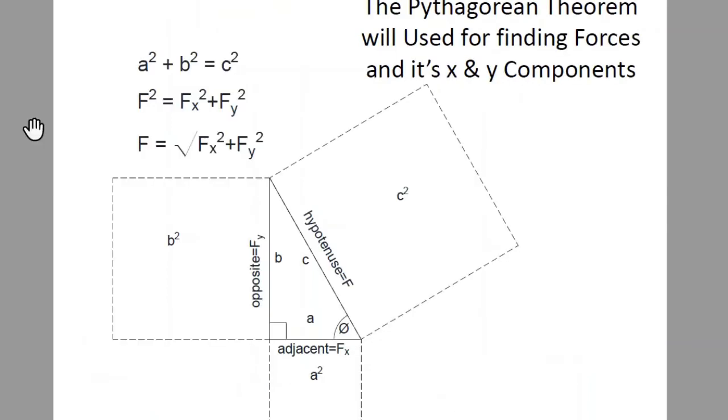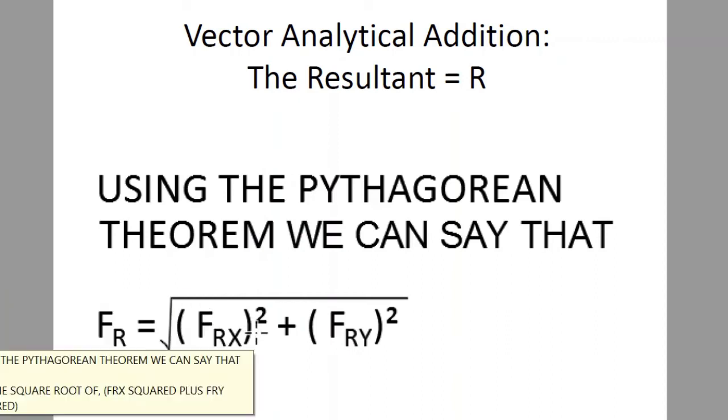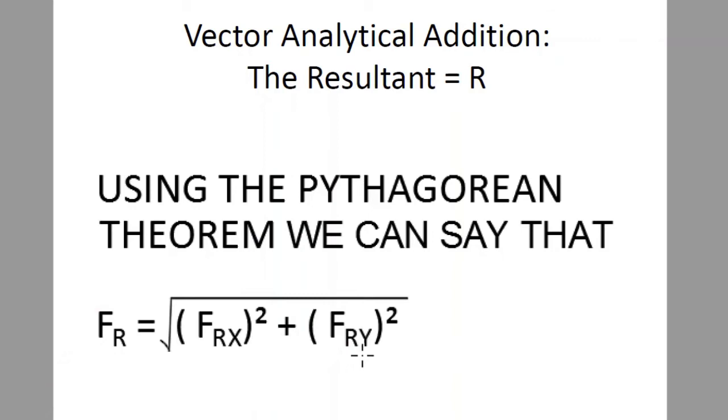So looking back at how the Pythagorean theorem can be used to find the magnitude of a force from its x and y components, with the function F is equal to the square root of Fx squared plus Fy squared, we can see how it applies to the vector analytical addition and the resultant R. So using the Pythagorean theorem, we can say that the force resultant is equal to the square root of the resultant Rx squared plus the resultant Ry squared.